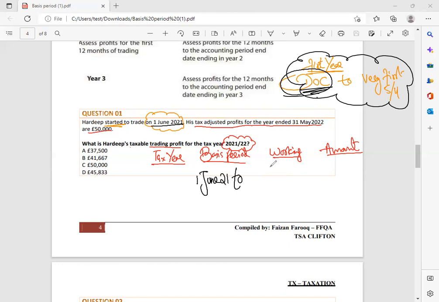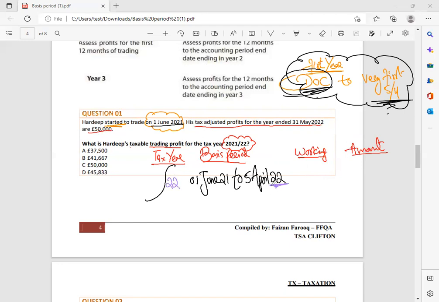Right. Think about it and tell me when the very first 5th April will come after 1st June 21. The date of commencement is 1st June 21. So when the very first 5th April comes, here will be 5th April. Can you tell me the year end, please? Which year? 21, 22, when? 22. Correct. Now which tax year is this? This is 22.